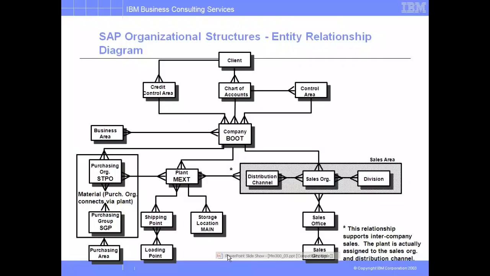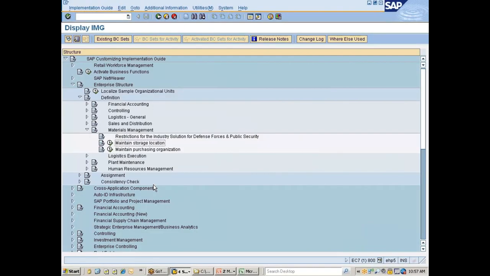Now let me show you once again the organization structure. We have defined this part: distribution channel, sales organization, division, sales office, sales group. These 5 elements have been defined in the sales and distribution section. I have defined plant also. Now you see here, storage location and purchasing organization. These are the only 2 organization elements that you create from the MM module perspective. So I will be defining these 2 in the MM module.